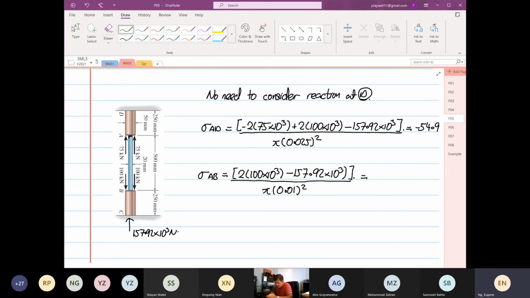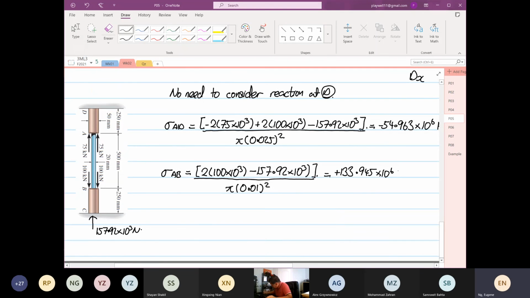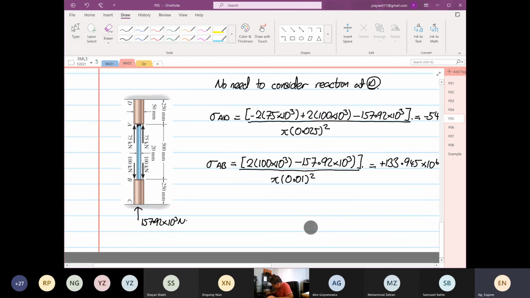So it's equal to tension. Now it's positive 133.945 times 10 to the power 6 Pascal. And finally, the reaction at BC.